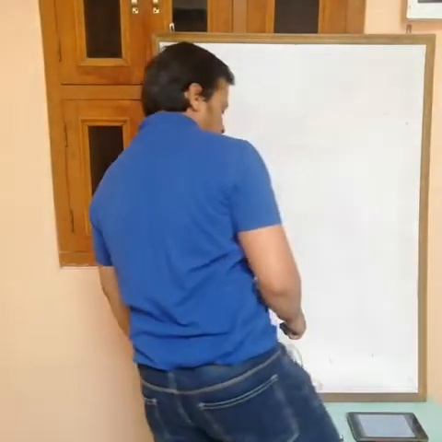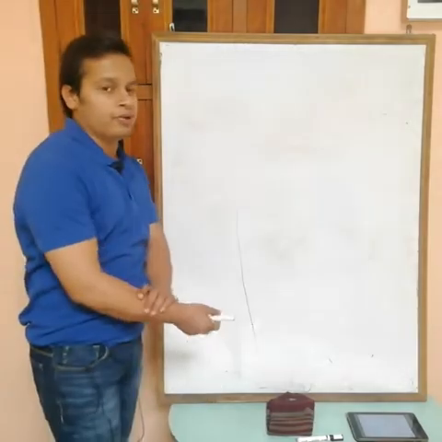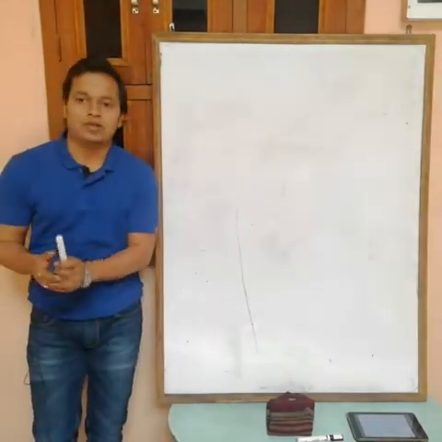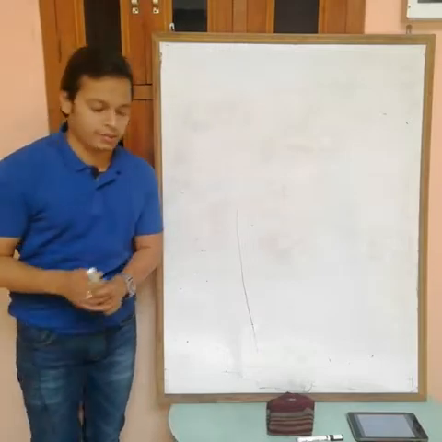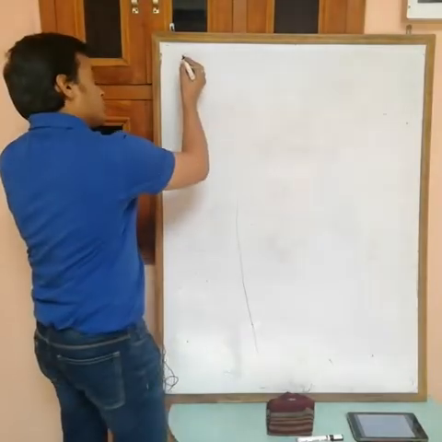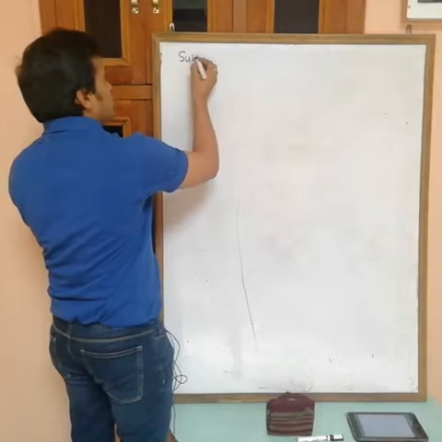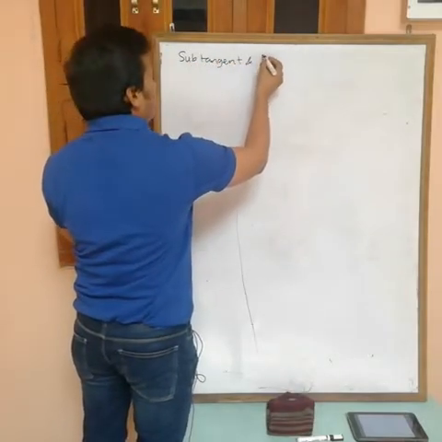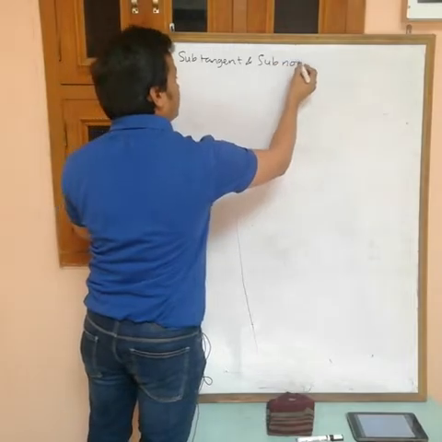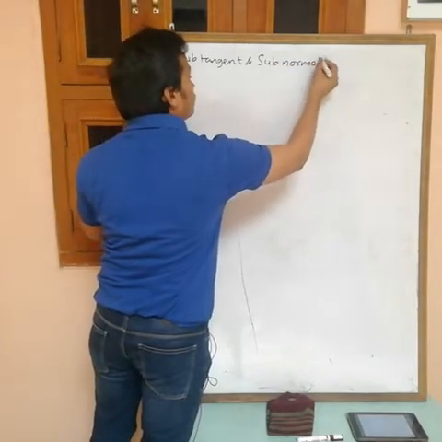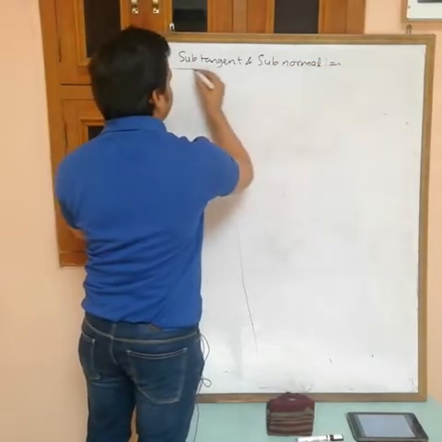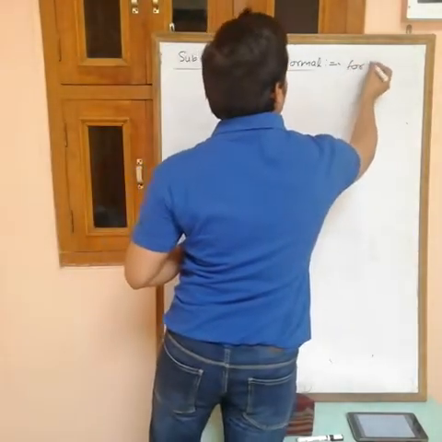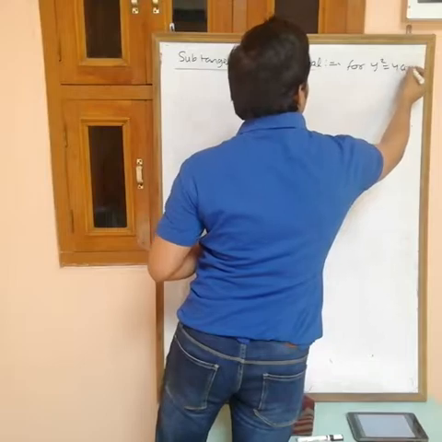Okay, next is subtangent and subnormal. Now for the parabola, only properties and subtangent and subnormal are remaining. Okay, so subtangent and subnormal for the parabola y square equals to 4ax.